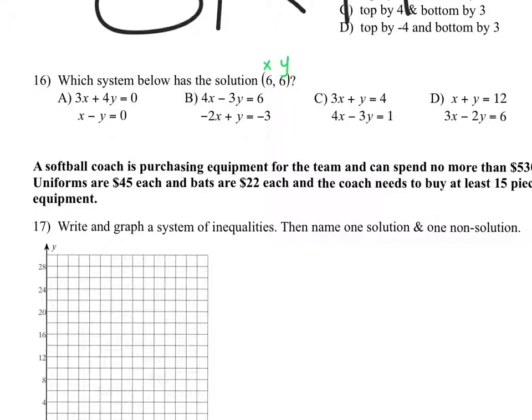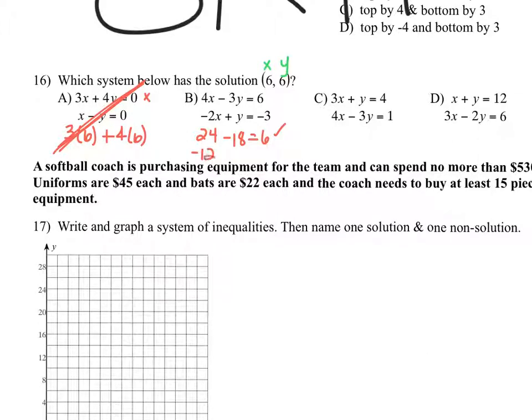So when I plug that in, for example, on A, I'm going to be saying like 3 times 6 plus 4 times 6, does that equal 0? Well, even if you don't know what that equals, that definitely does not equal 0. So if it fails in the first equation, it's not going to be anything in that because remember, it needs to work for both. So if I go ahead and try B here, 4 times 6, I'm just going to multiply that, is 24, minus 3 times 6, which is 18. That is 6. Okay, so it works in the first equation.